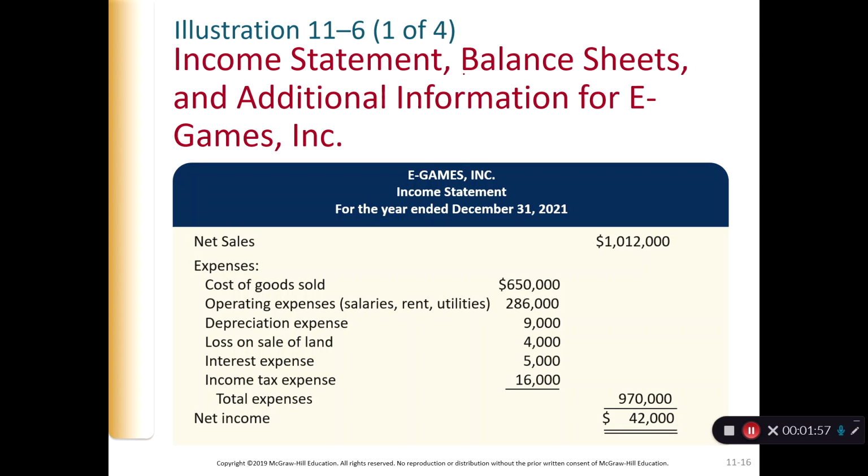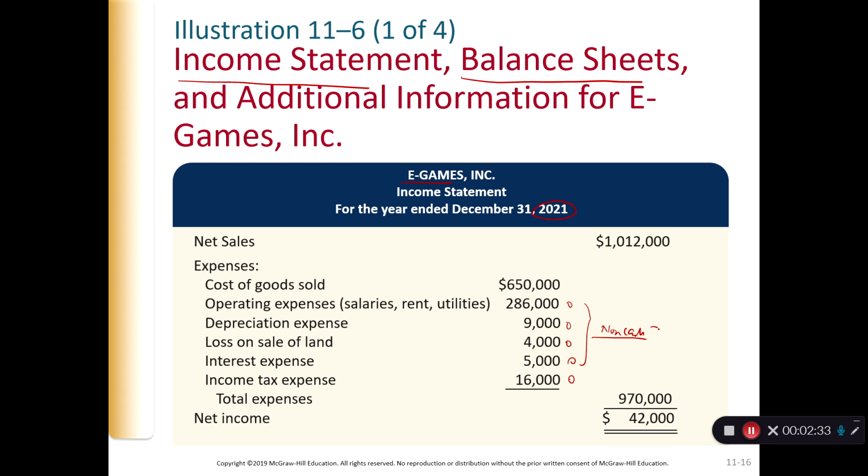So this is the balance sheet, income statement, and additional information for eGame Inc. From net sales, as you can see, this is the income statement of the company at the end of 2021. So they made $42,000. And then how do they do that? They had net sales of 1 million, right? And then they have cost of goods sold and operating expenses, depreciation expenses, loss on the land, interest expenses, and tax expenses. So some of these expenses are non-cash related.